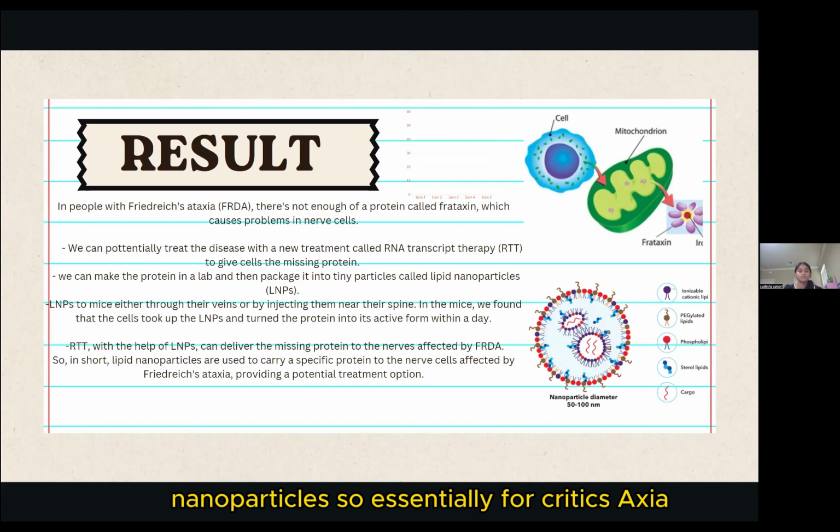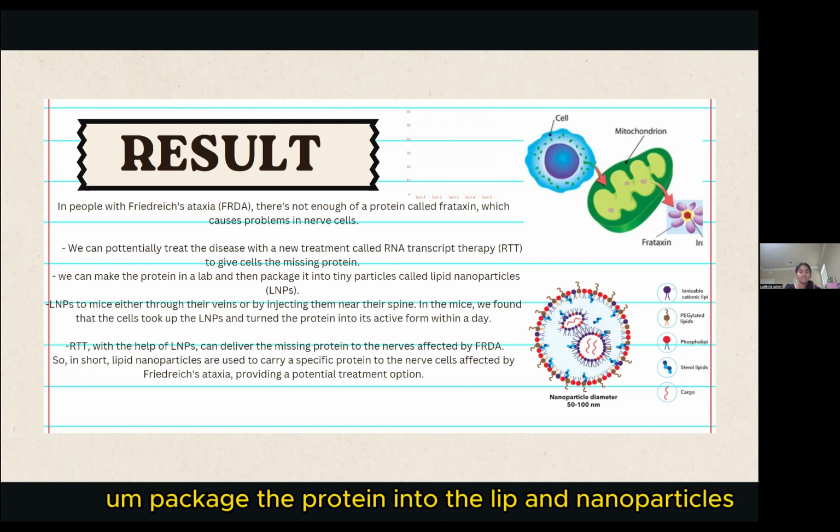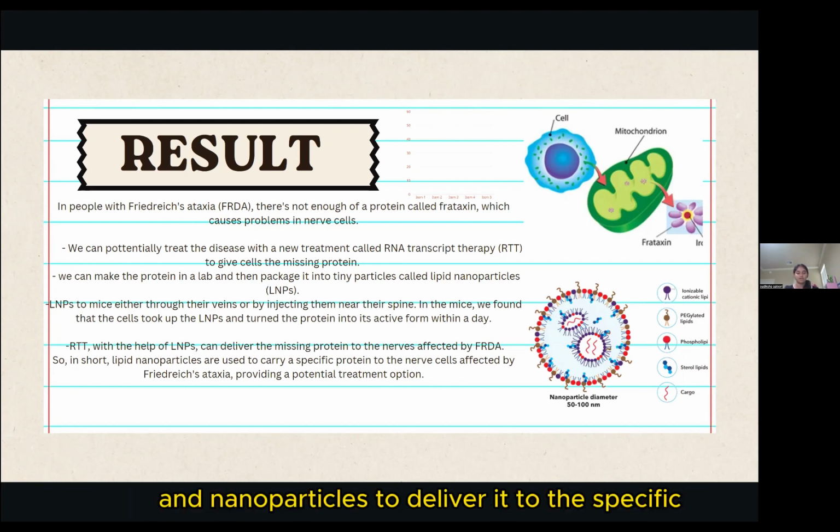So essentially for Friedreich's ataxia, there's not enough of a protein called frataxin, which causes problems in nerve cells. And to treat the disease, we can use a new treatment called RNA transcript therapy, also known as RTT, to give the cells that missing protein which they're lacking. So you can basically package the protein into the lipid nanoparticles and use the lipid nanoparticles to deliver it to the specific nerve cells in the body affected by Friedreich's ataxia.